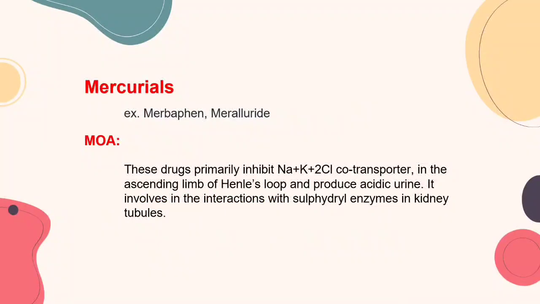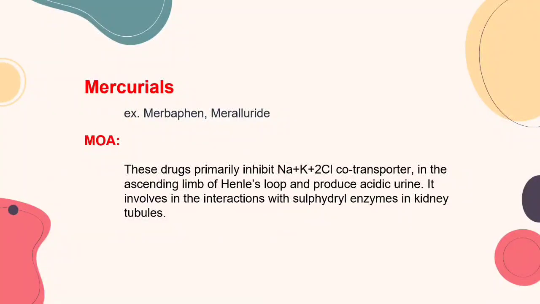Mercurials. Examples are merbaphen and meralluride. Their mode of action is that these drugs primarily inhibit the Na-K-2Cl cotransporter. It plays an important role in renal salt reabsorption and in salt secretion by intestinal, airway, salivary gland, and other secretory epithelia in the ascending limb of Henle's loop, and produces acidic urine. It involves interaction with sulfhydryl enzymes in kidney tubules.